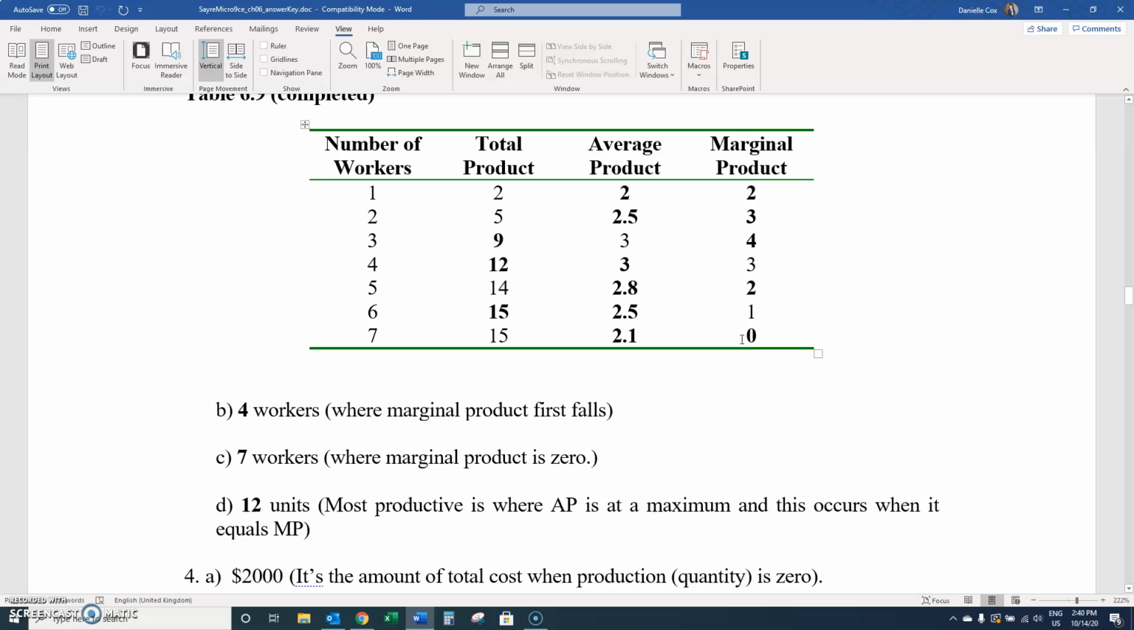In B, how many workers are being used when the point of diminishing returns first appears? Diminishing returns is where marginal product falls. So it increases from 2 to 3, it increases from 3 to 4, and then it falls from 4 to 3. So where it falls for the first time is at 4. So 4 workers.